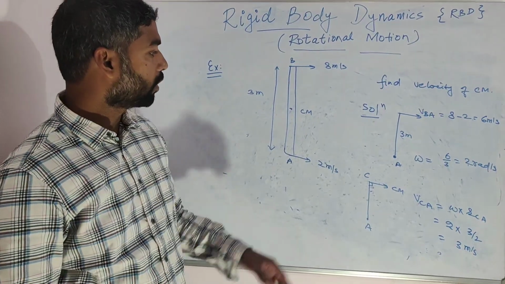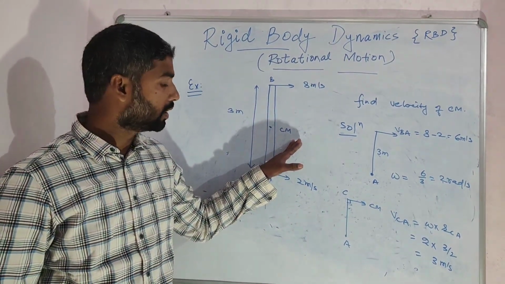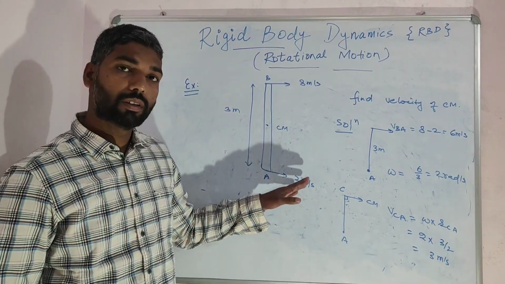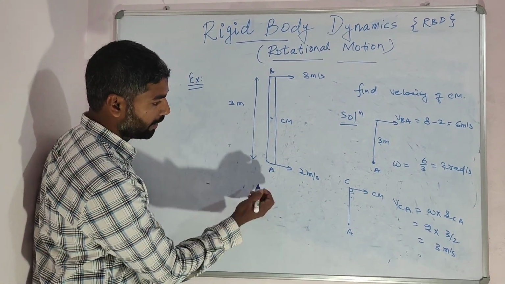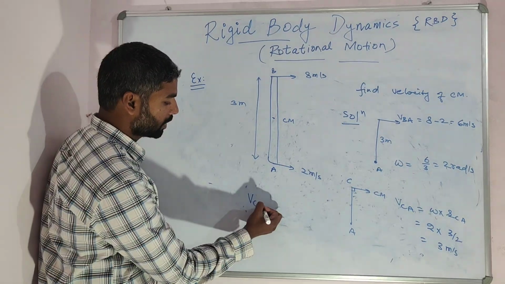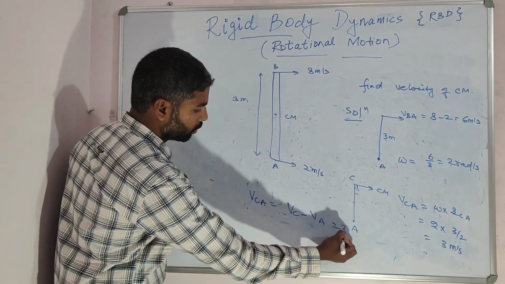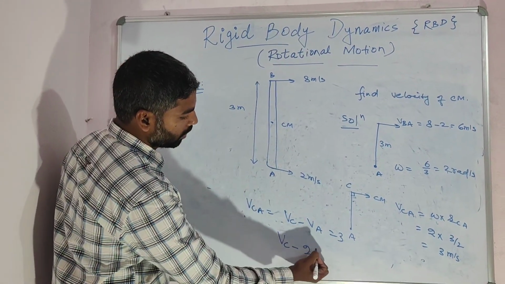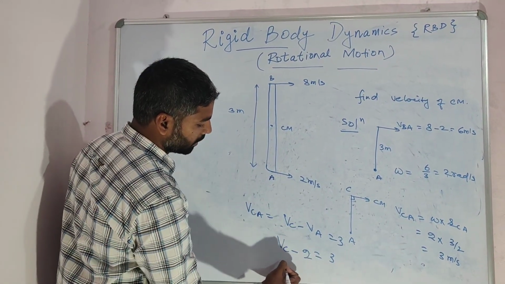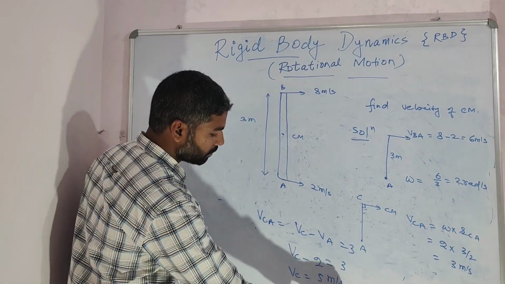But we have to find the velocity of the center of mass. If nothing is mentioned, the velocity will be in the ground frame. So let us write it. Velocity of C with respect to A is equal to velocity of C minus velocity of A, which is 3. Velocity of C minus velocity of A, which is 2, is equal to 3 meters per second. Finally, V_C is equal to 3 plus 2, 5 meters per second.